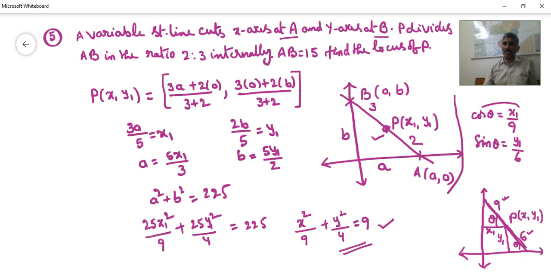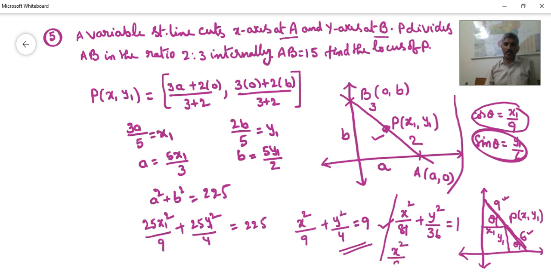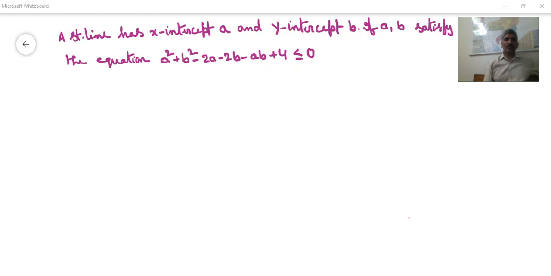Now cos square theta plus sin square theta is equal to 1. Therefore we are getting the locus equation as x square divided by 81 plus y square divided by 36 is equal to 1. Now this is nothing but x square divided by 9 plus y square divided by 4 is equal to 9. Here also we got the same answer. That is another way of doing it.